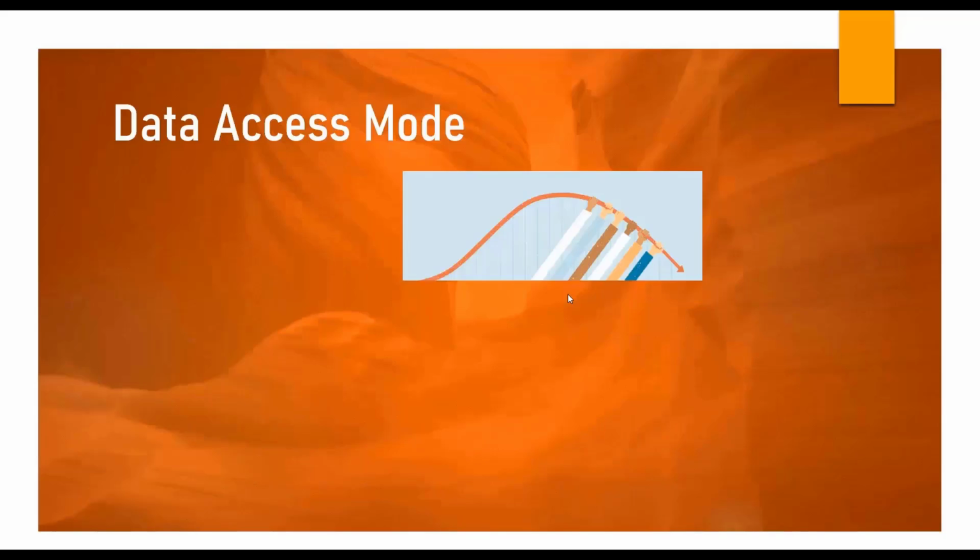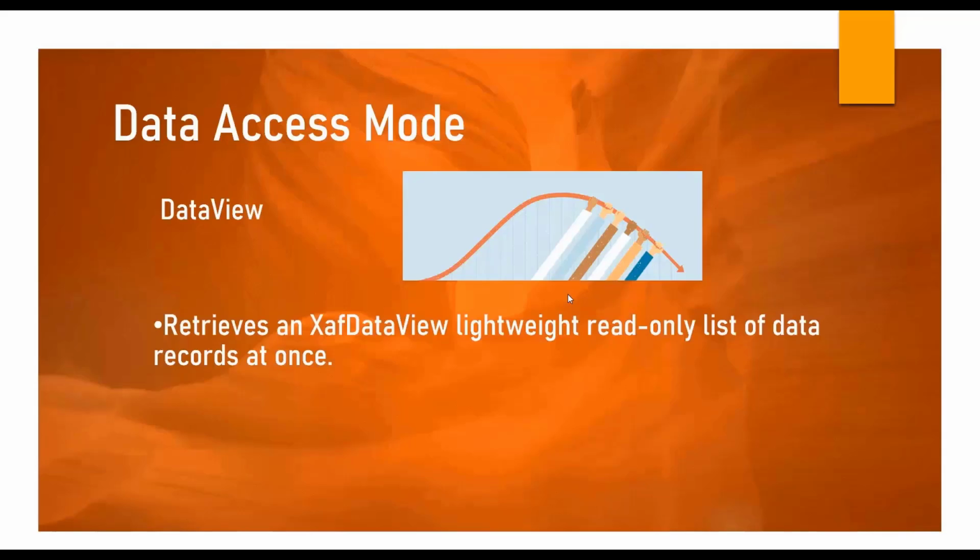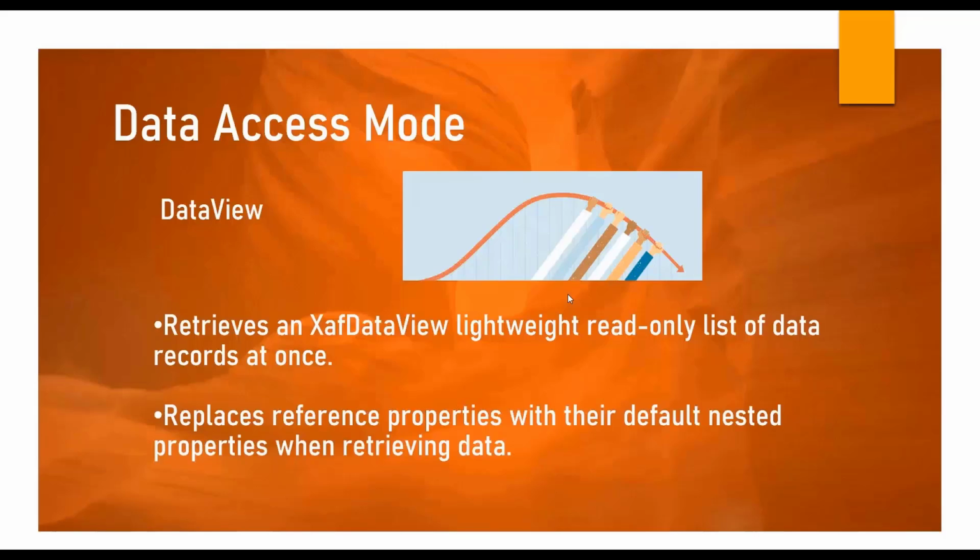So now we have data view, which is like flattening the object, because it will retrieve an XAF data view that we saw in our case using XPO. It will be an XPO data view, a lightweight read-only list of data records all at once. So it will take your object with reference collections and everything, and flatten it out. For example, it would replace all reference properties with their default nested properties. If we use the XAF default property, let's say we have a customer and that customer has a department, that will bring the default property of the department and not the whole department.